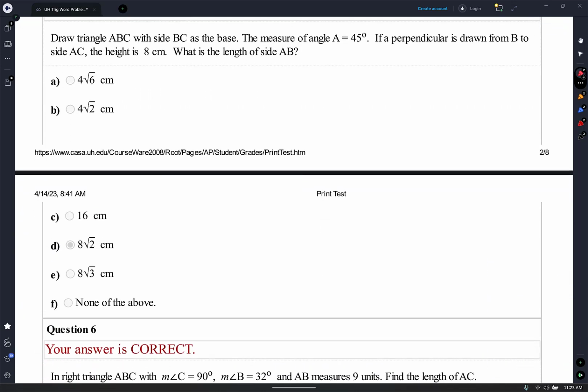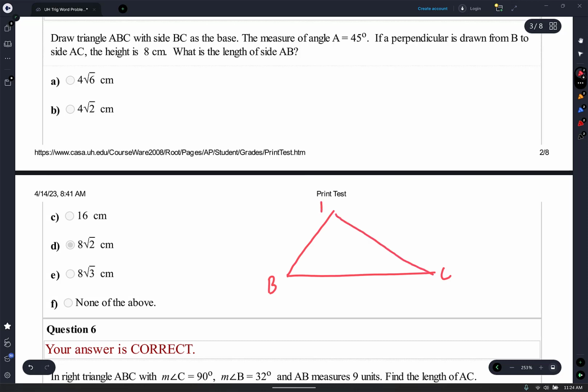Draw a triangle ABC with side BC on the base. Okay, so here's BC. And that's A. The measure of angle A is 45 degrees. Okay, not to scale. If a perpendicular is drawn from B to side AC, okay, a perpendicular, so that means this is 90 degrees right there. The height is 8 centimeters, so this is 8, because that's perpendicular to side AC. What is the length of side AB? So I want side AB, which is this one here in black.